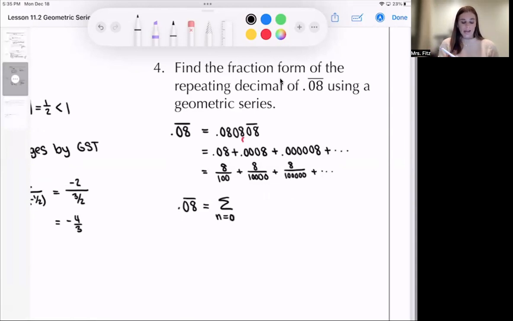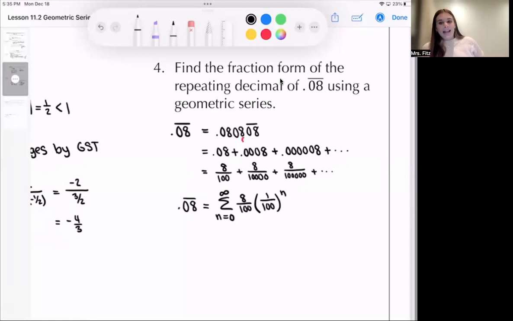It's just easier to do it when you're writing it yourself. I'll show you why in a second. Because when you index it at 0, you can just take your first term, which is 8 over 100, and then multiply it by your common ratio. If you notice, you're multiplying each time by 1 over 100. So it's 8 over 100 times 1 over 100 to the nth power.